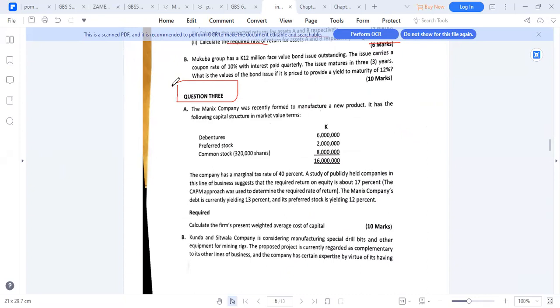All right, so we have this company. They issued 320,000 shares of common stock. This is the debenture, this is the debt from the capital structure. They have a 6 million debt. Then this is the preferred stock, then this is the equity that this company has. So these are the three components.